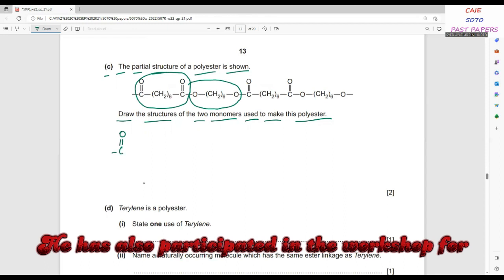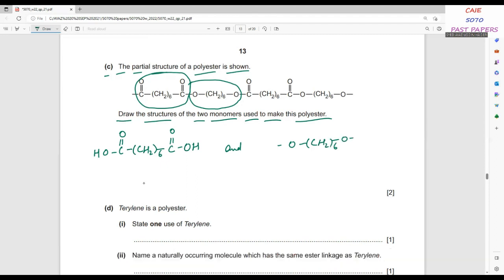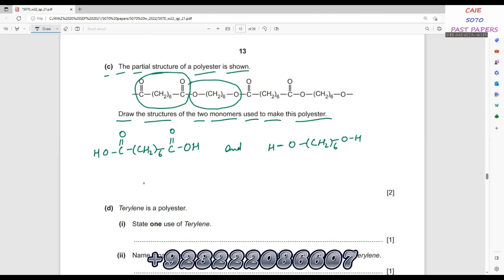C double bond O, CH2 6 times, C double bond O. It must have OH. And for the other repeating unit, O, CH2 6 times, O. You can attach it with H. So this will be the other repeating unit.